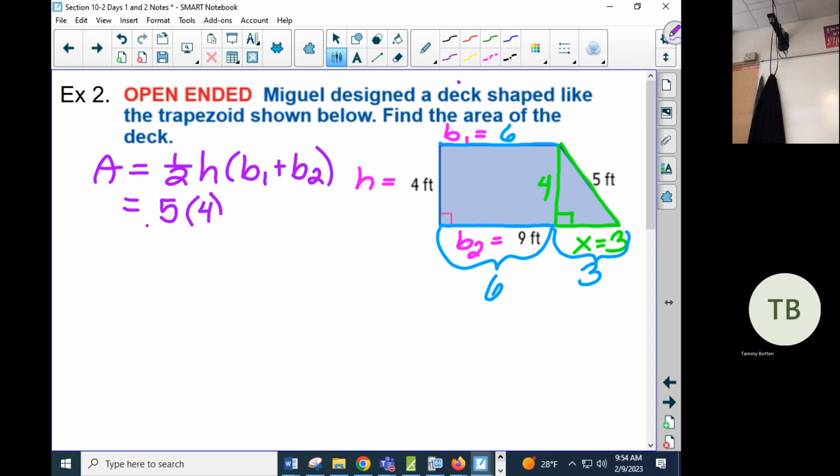If you want to just use 0.5 for the half, you certainly can. The height is 4. First base is 6. Second base is the whole thing, which is the 9. And if you type that in, you are going to get 30, I believe. Yes. So that's 30 square feet.